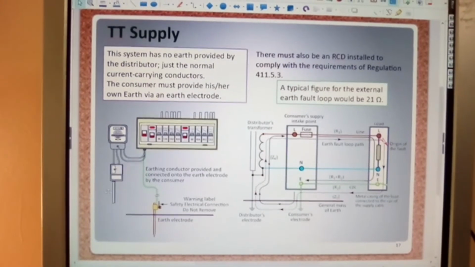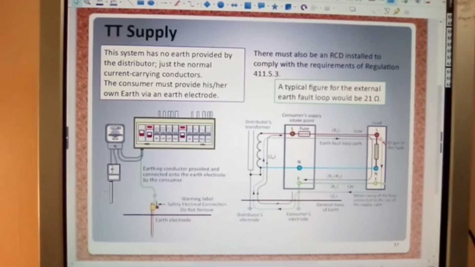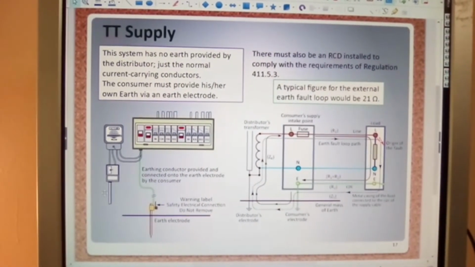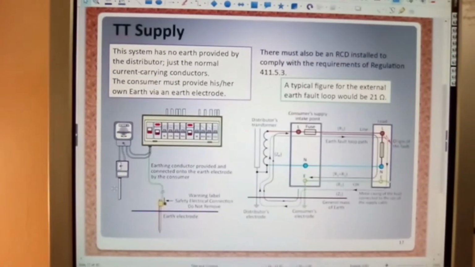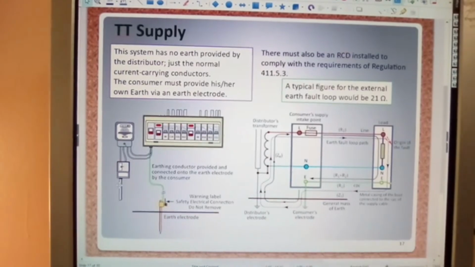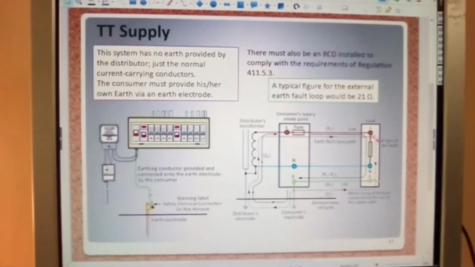And this is the TT supply system. Again, the system has no earth provided by the distributor. So this again is where your earth electrode comes into play. And that's very important.